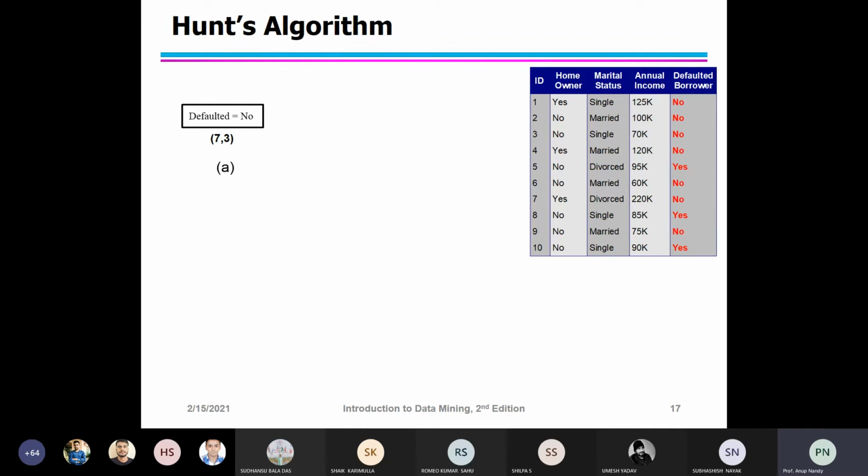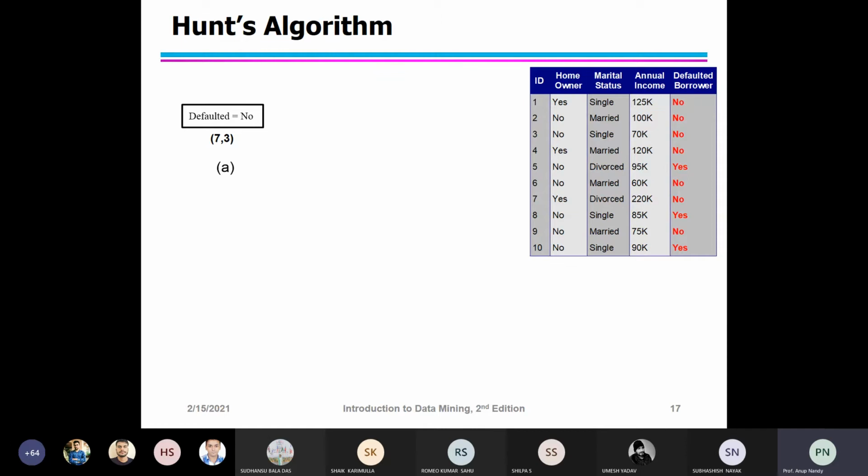Now the tree, however, needs to be refined, since the root node contains records from both classes. The Hunt's algorithm says if all the records in DT belong to the same class, then T is a leaf node. If not, if DT contains records belonging to more than one class, then an attribute test condition is selected to partition the records into smaller subsets. So the tree needs to be refined, and these records are subsequently divided into smaller subsets.